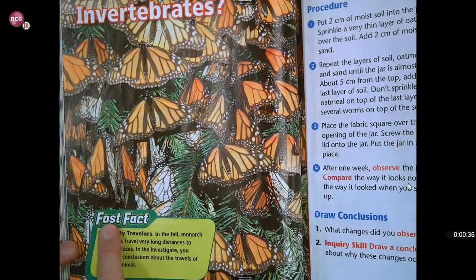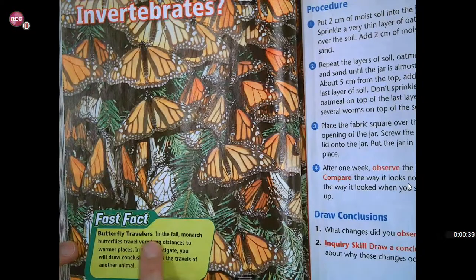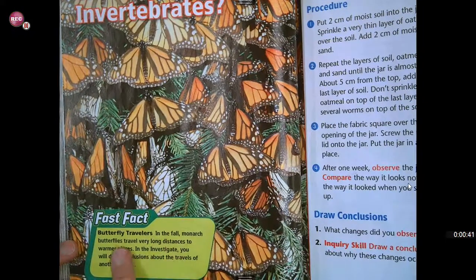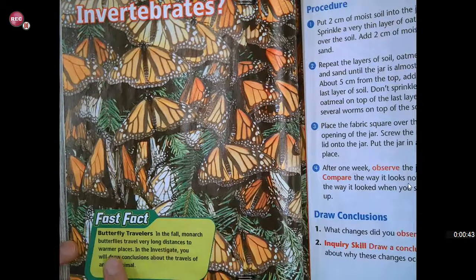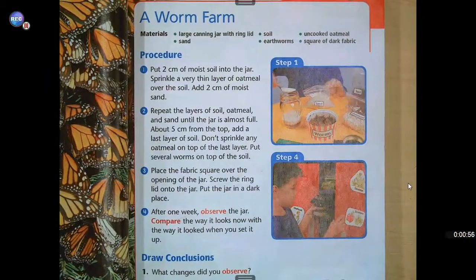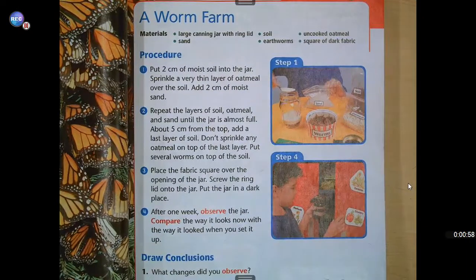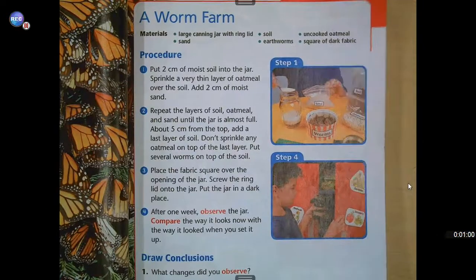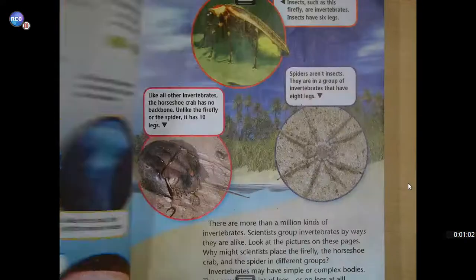Down here it says fast fact. Butterfly travelers. In the fall, monarch butterflies travel very long distances to warmer places. In the investigate, you will draw conclusions about travels of another animal. So on page 105, there is an experiment you can try at home by making a worm farm. If you choose to do this, let me know how it turns out.